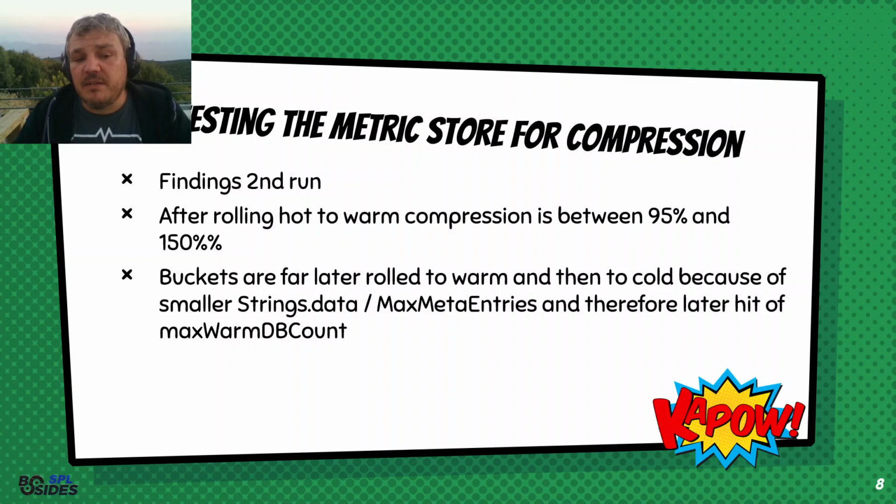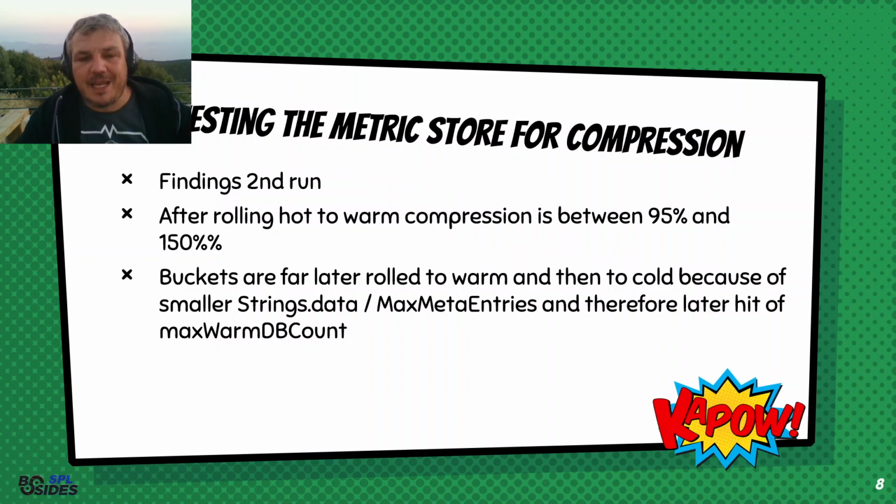The second run then, the buckets were far later rolled to warm, right? And then to cold because of smaller strings data and max meta entries, and therefore later hit max warm DB count, which is obvious, right? There's nothing to be discussed here. But I think it's quite interesting because the longer you can keep a single hot bucket open, it means you can have better compression, right?